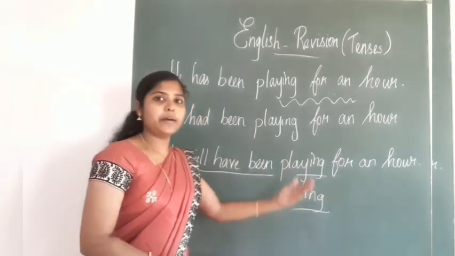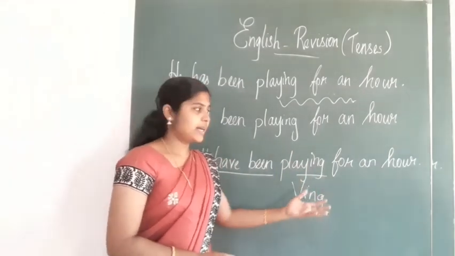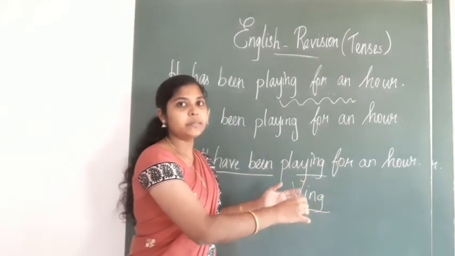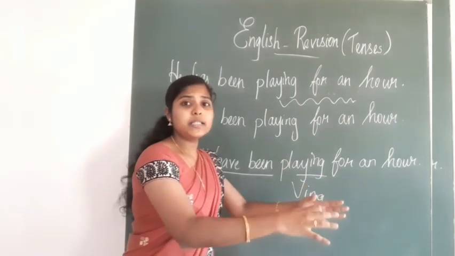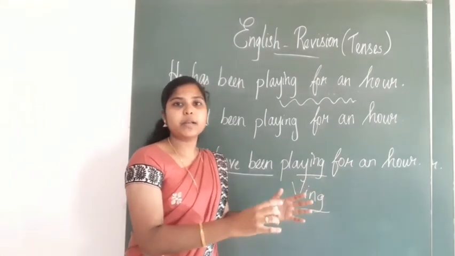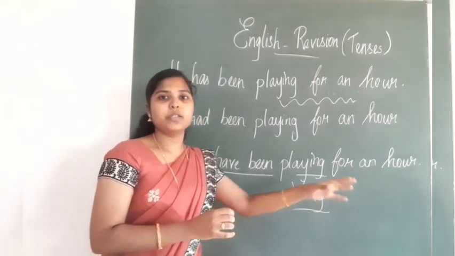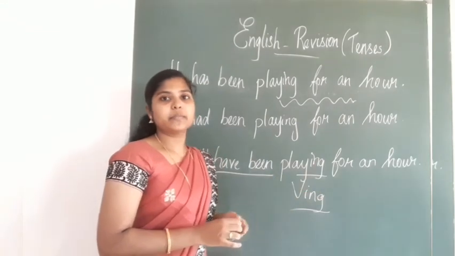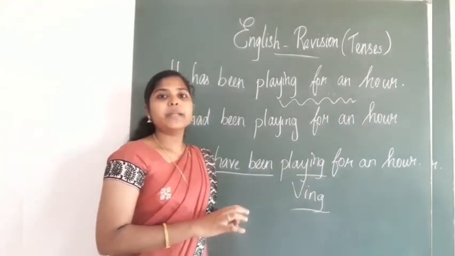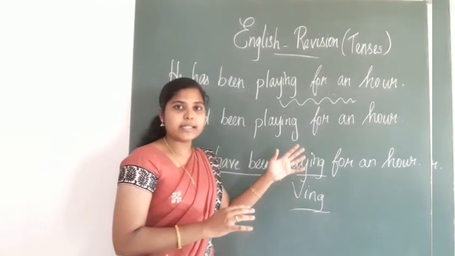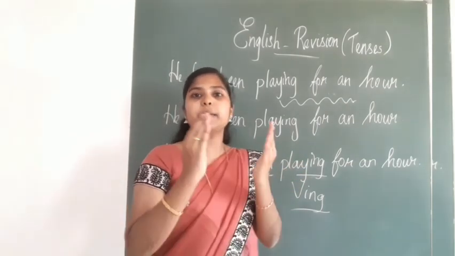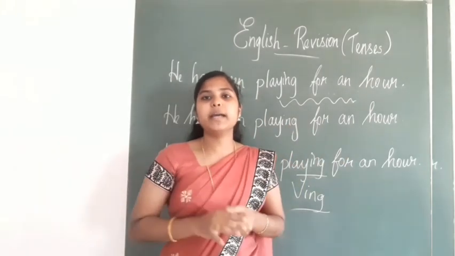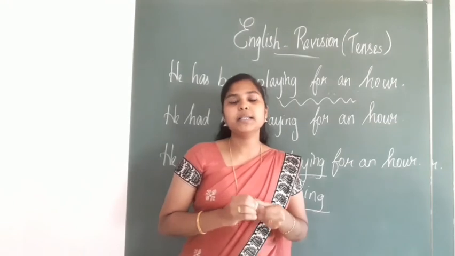So future perfect continuous tense is indicating a progressive action, an ongoing activity which will continue in the future for a particular period of time. Since 2 years, 5 years, for 1 hour, for 2 days, for 3 weeks. So it is indicating a continuous activity for a particular period of time. It will continue from this time to this time. Okay, this is all about perfect continuous.